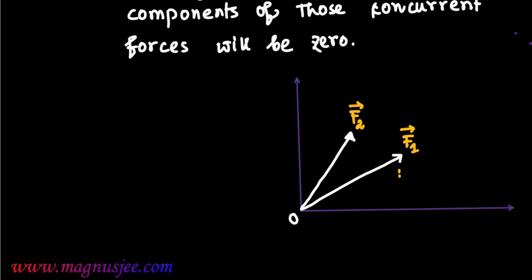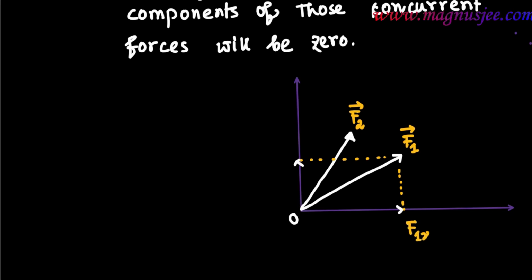Now, if we resolve the force vector F1 into two rectangular components, we get vector F1x and vector F1y. This is vector F1x, and the component along y-axis or vertical component of the first force vector F1 is vector F1y. Similarly, the second force, vector F2, can be resolved into two rectangular components. The horizontal component of F2 is vector F2x, and vector F2y is the vertical component of F2.